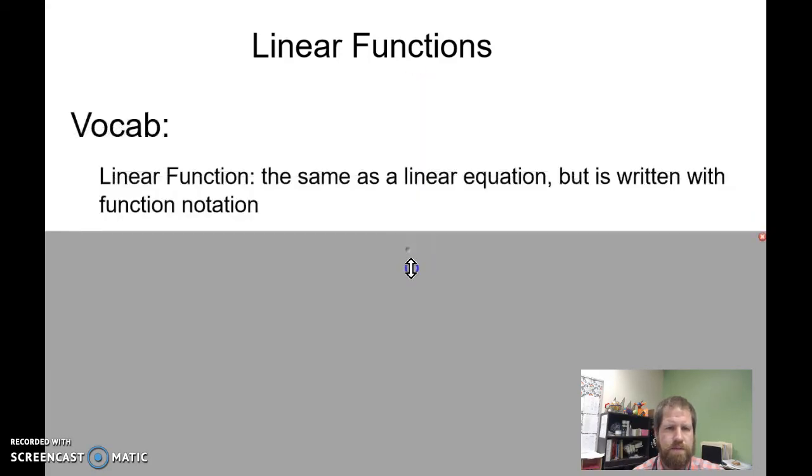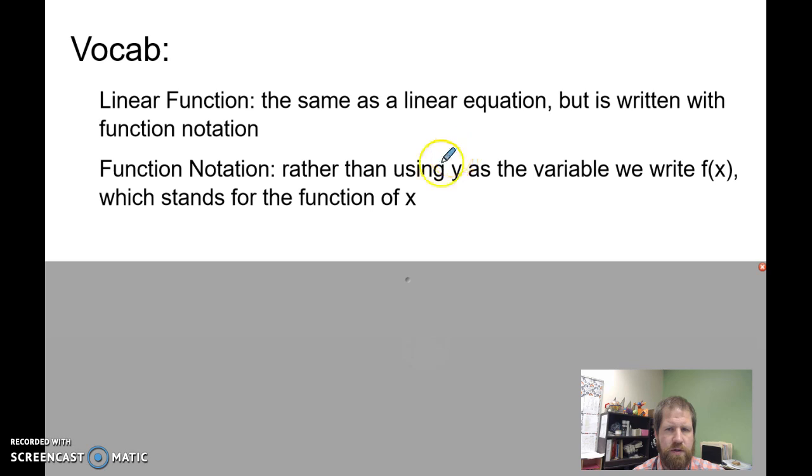Linear functions. Alright, so linear functions are the same as linear equations, but they are written with what's called function notation. And that's pretty simple. Function notation is just something we use in place of y, and we write it as f and parentheses x. This is pronounced as f of x. And that just stands for the function of x.